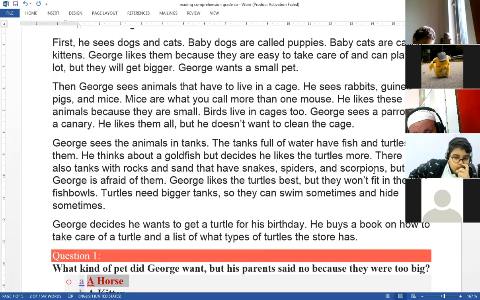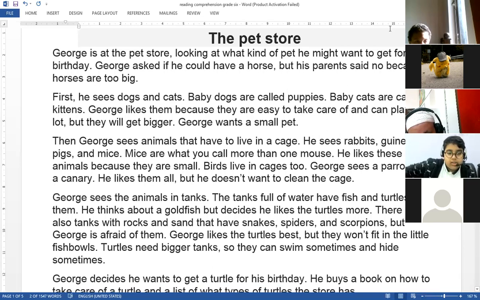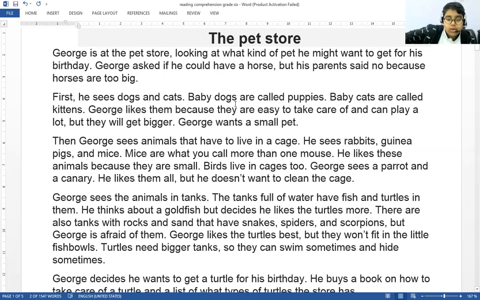Yes, because it's put in water. Okay, in a tank. Right. Good. But now read. First, he sees dogs and cats. Baby dogs are called puppies. Baby cats are called kittens. George likes them because they are easy to take care of and can play a lot. But they will get bigger. George wants a small pet. Okay, but here we don't have anything to do with cages, right?